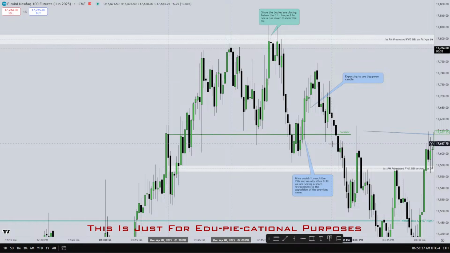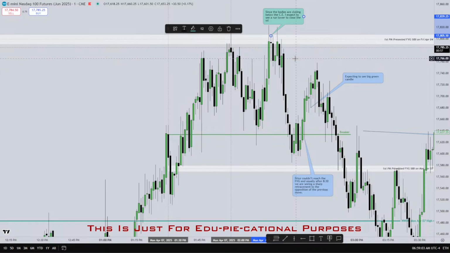And as you can see, when the price is around the first fair value gap of the PM session on Friday, we have very beautiful reactions. The bodies of the candles are all staying behind the consequent encroachment of the fair value gap, even though the wicks are allowed to go out of the CE, but the bodies are respecting it and they are all closing in the lower half of the FVG.